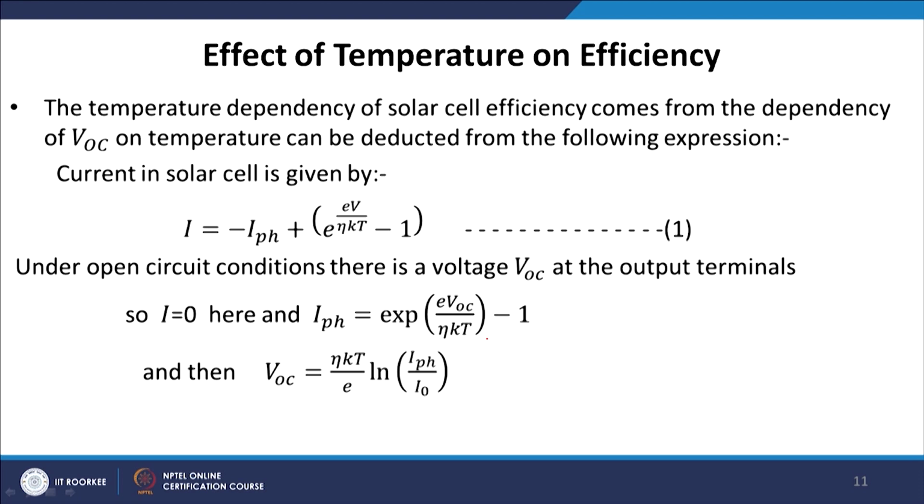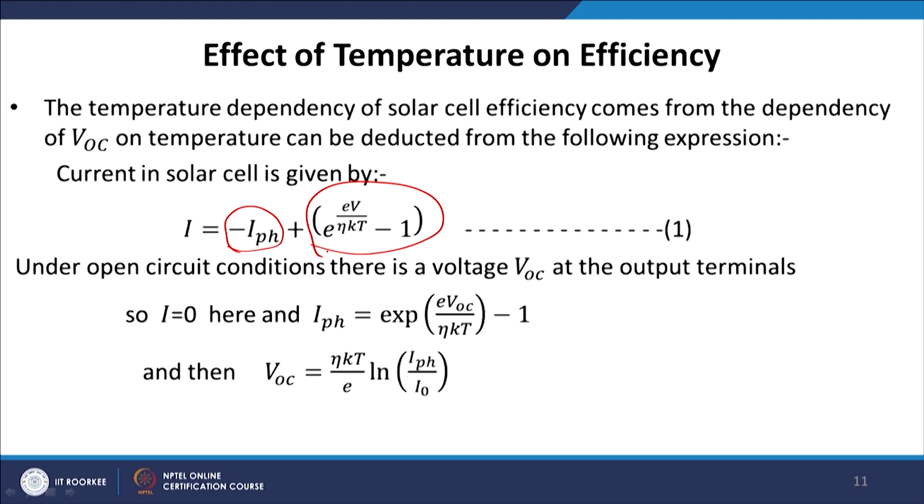Now, temperature also plays a very important role in determining the efficiency of a solar cell. For example, the temperature dependency of a solar cell comes due to the changes in the VOC as we change the temperature, and we can deduce an expression for that. As we know, the current in a solar cell can be written as a combination of two parts. One is the photocurrent, minus IPH, and another is the diode current, I naught e to the power EV by eta KT minus 1.